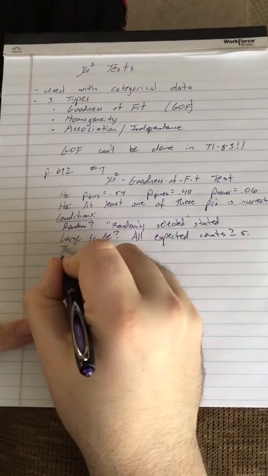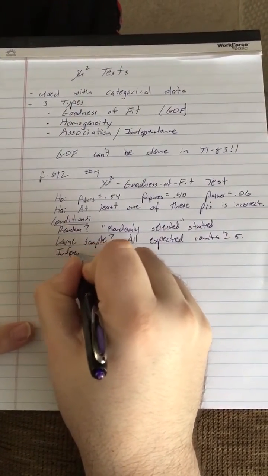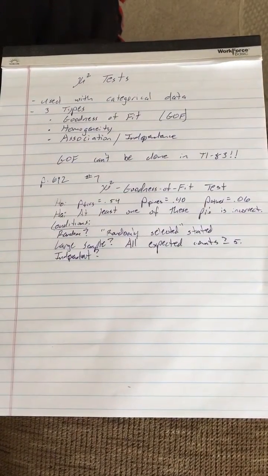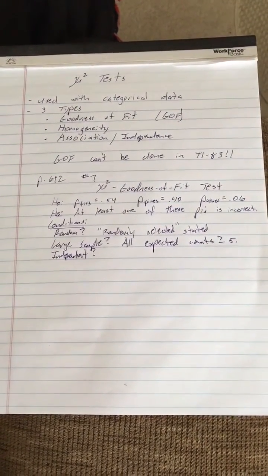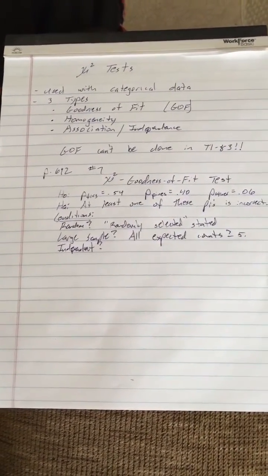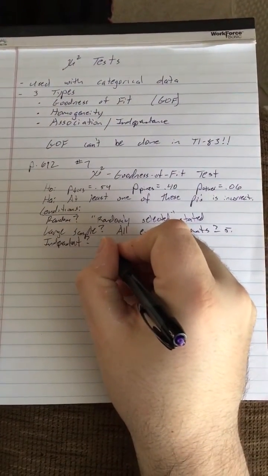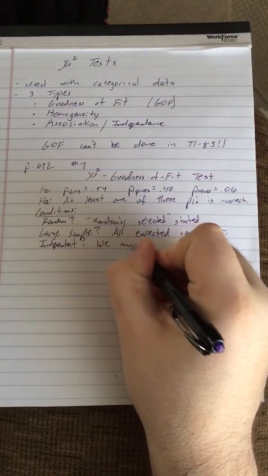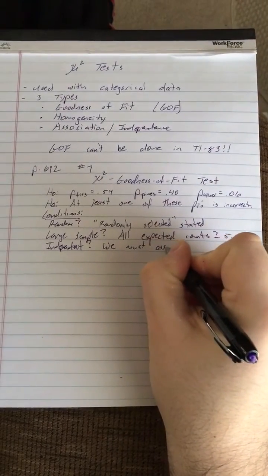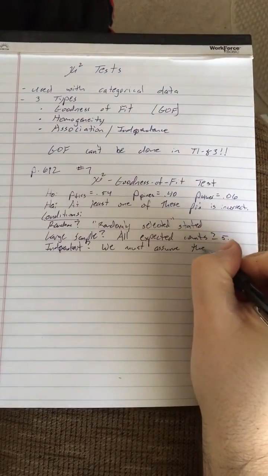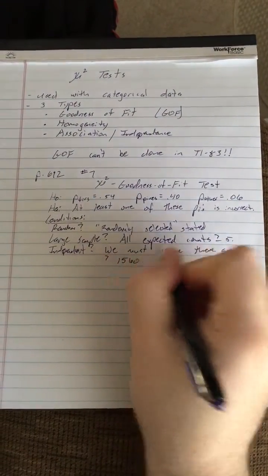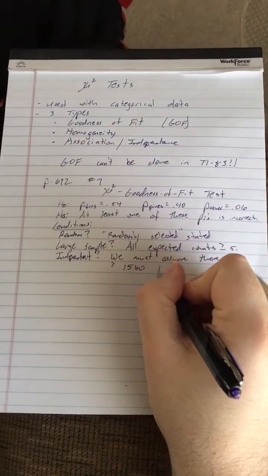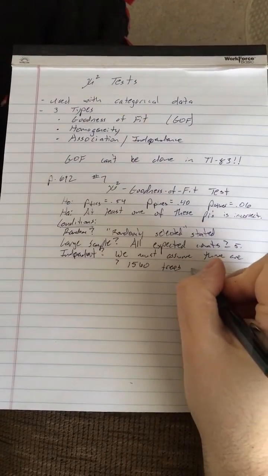And then independent, let's see. The sample size was 156, so we must assume there are more than 1,560 trees in the forest.